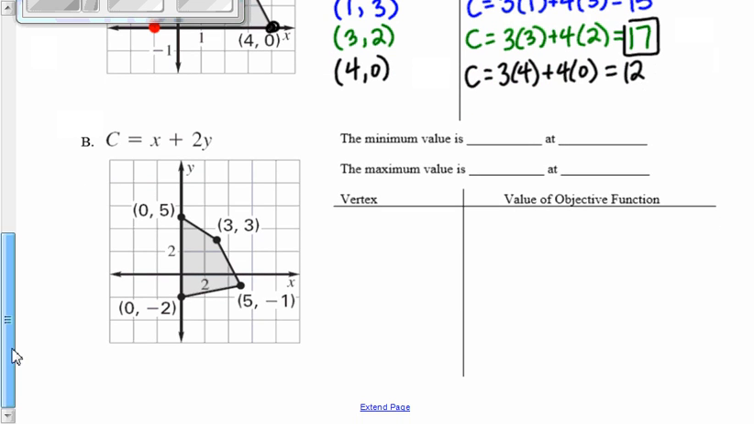All right, so this is the same idea, it's just a different equation, different feasible region. So remember the objective function is that c equals x plus 2y, so that's what I'm going to keep going back to. So pick one of your vertices. It doesn't matter the order you do this. So I'm going to start with 0, 5, and I'm going to plug that into the new objective function. So c equals x, which is 0, plus 2 times y. So this would be 0 plus 10, which is 10.